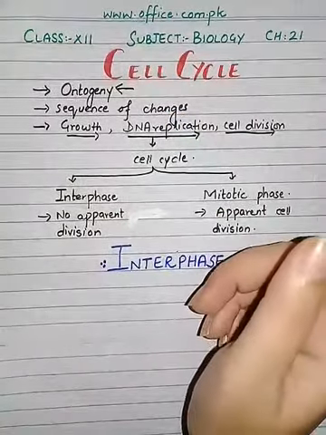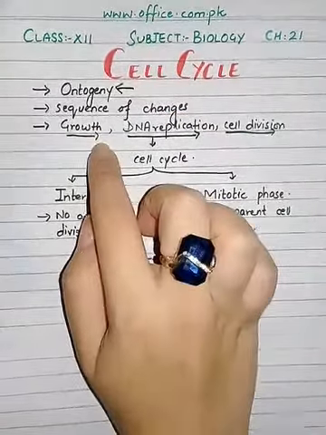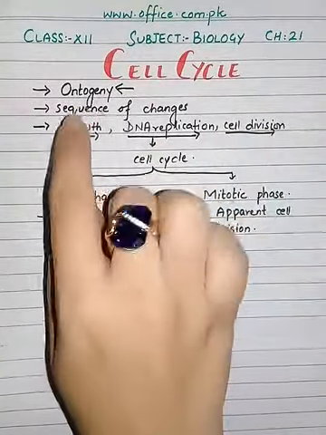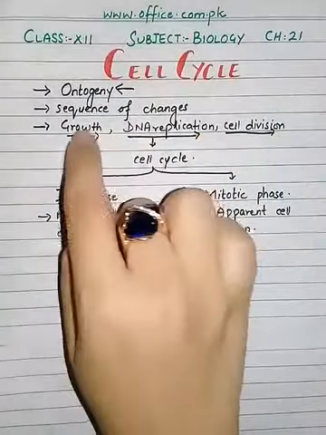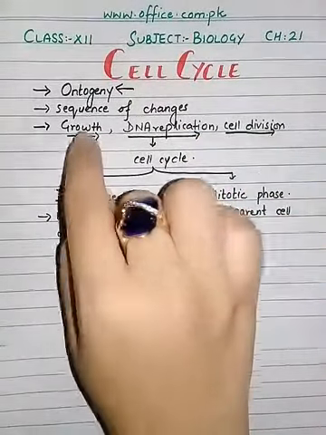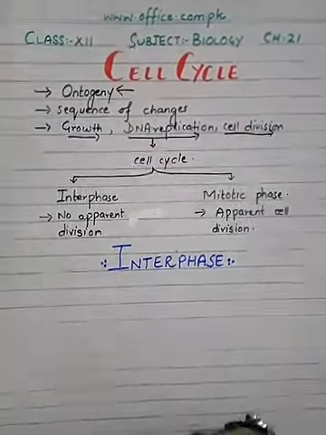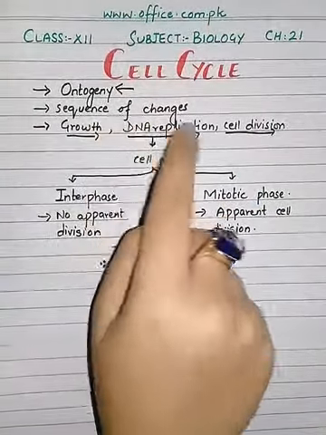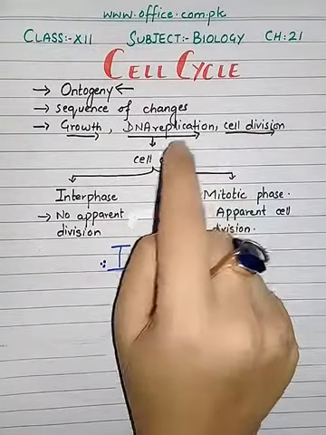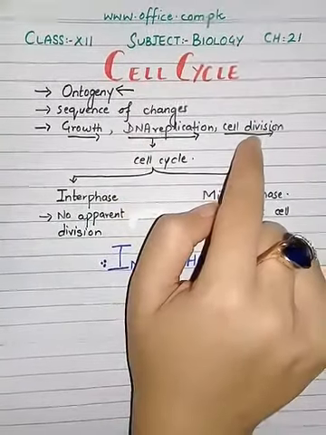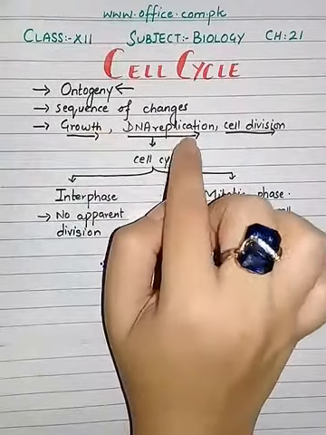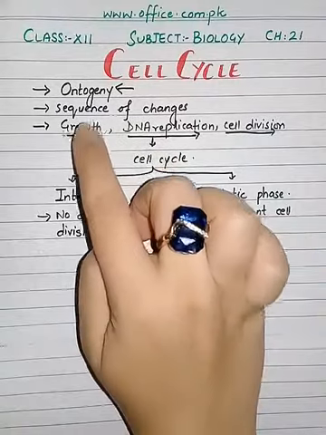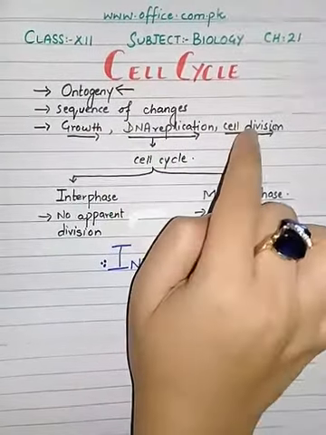It is a sequence of changes which involve growth, DNA replication and cell division. Means this is a sequence which is undergone by a cell. First of all, it grows and then it replicates its DNA. Now this is basically the preparation for the cell division. So this whole sequence of changes from growth to replication and finally cell division is known as cell cycle. Now remember, this is the sequence of changes.